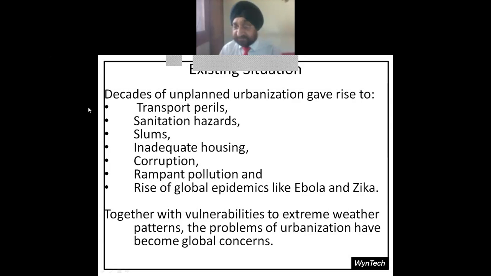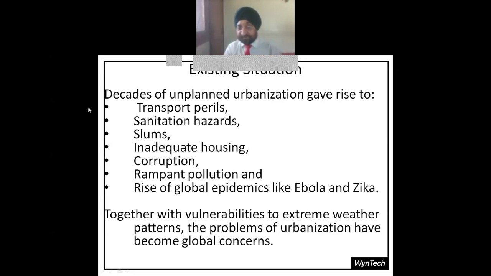Now, the existing situation. What is the existing situation in a smart city? For decades, we have been living in mostly unplanned urbanization. When urbanization started, it was not planned. It was basically a village, then the village converted into a town, and the town converted into a city because of the services they were requiring, in a haphazard, mostly unplanned manner. We gave transportation facilities, sanitation facilities, and other things to make it a city.